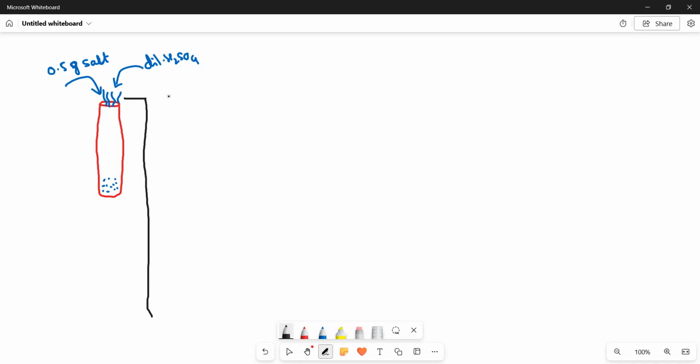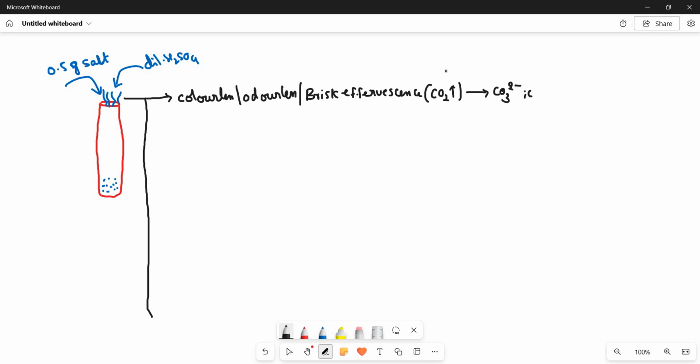So if the gas released is colorless, odorless, meaning no smell, but released with brisk effervescence, then the gas is nothing but carbon dioxide gas. This gas is released due to the presence of the carbonate ion CO3 2-.